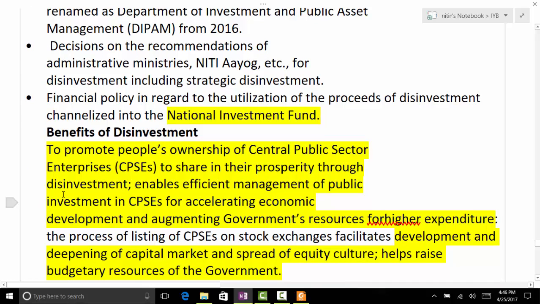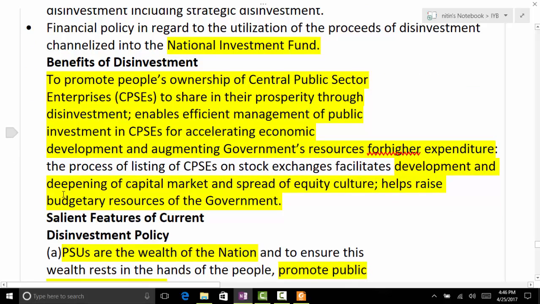Now, what are the benefits of disinvestment? It promotes people's ownership of CPSEs, to share in their prosperity through disinvestment. It enables efficient management of public investment in CPSEs for accelerating economic development and augmenting government resources for higher expenditure. Whenever CPSEs are listed and shares are offloaded, they are traded in the capital market, so it helps in the development and deepening of the capital market and spreads equity culture. It helps raise budgetary resources of the government.